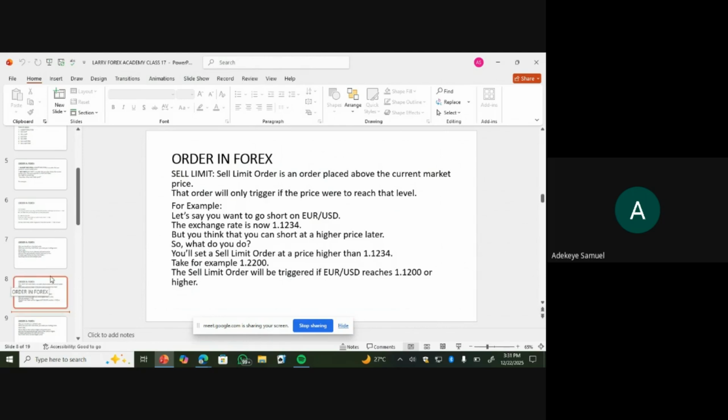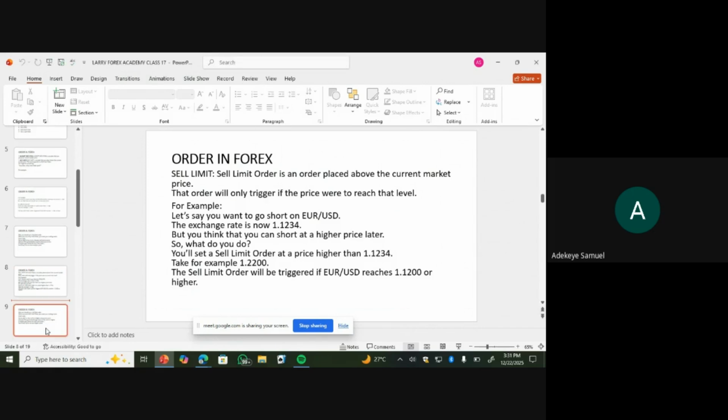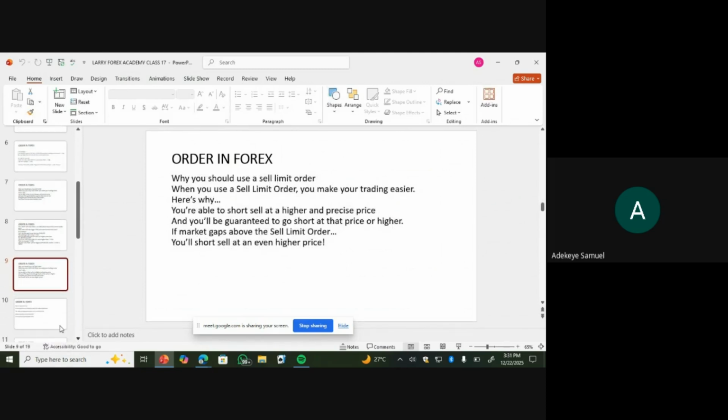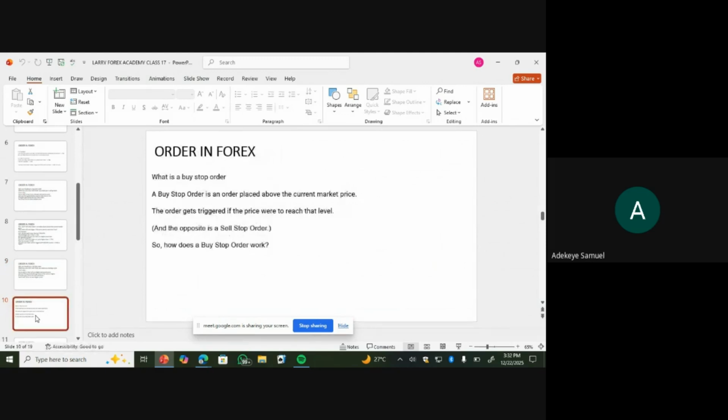Now, the next one we'll be talking about is the buy stop order. Buy stop is an order placed above the current market price. Buy stop is just like a sell limit order, but it's different. You are buying. This is it here. You are buying. You are not selling.